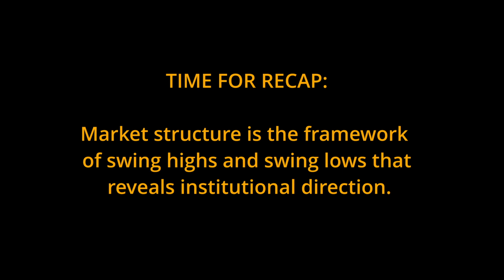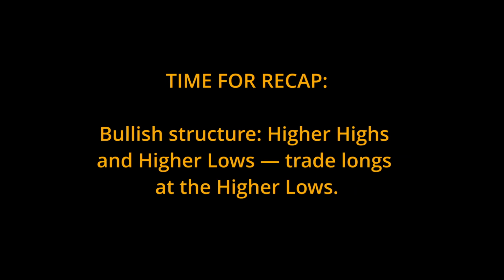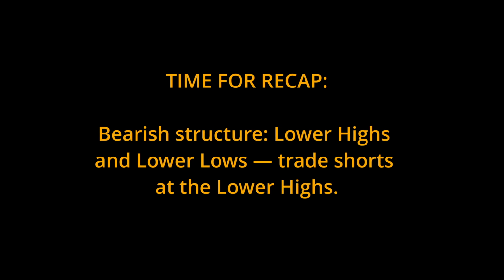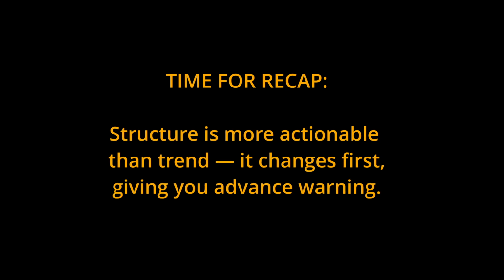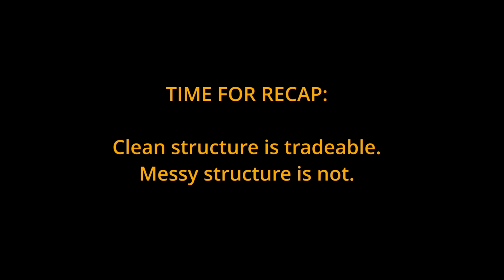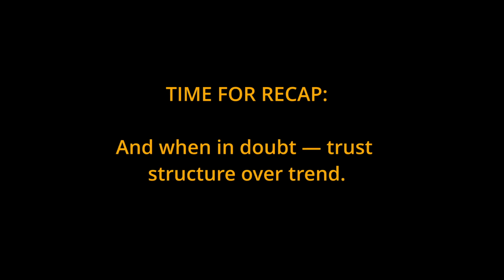Let's recap what you now know. Market structure is the framework of swing highs and swing lows that reveals institutional direction. Bullish structure, higher highs and higher lows. Trade longs at the higher lows. Bearish structure, lower highs and lower lows. Trade shorts at the lower highs. Structure is more actionable than trend. It changes first, giving you advance warning. Clean structure is tradable. Messy structure is not. And when in doubt, trust structure over trend.